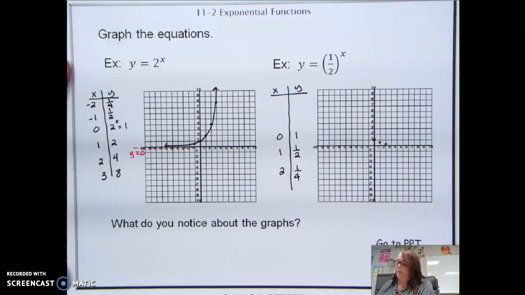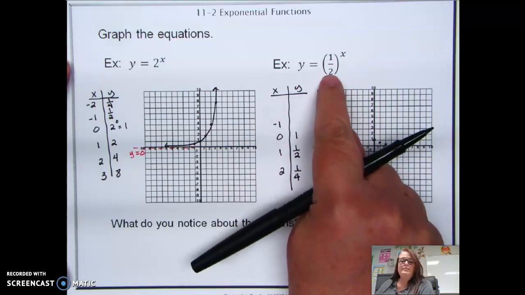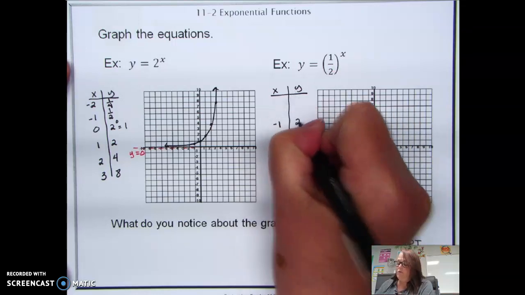Now I want to see what's happening to the left. So if I say the -1 power, remember that takes the reciprocal. So that means 2 over 1 or just 2.